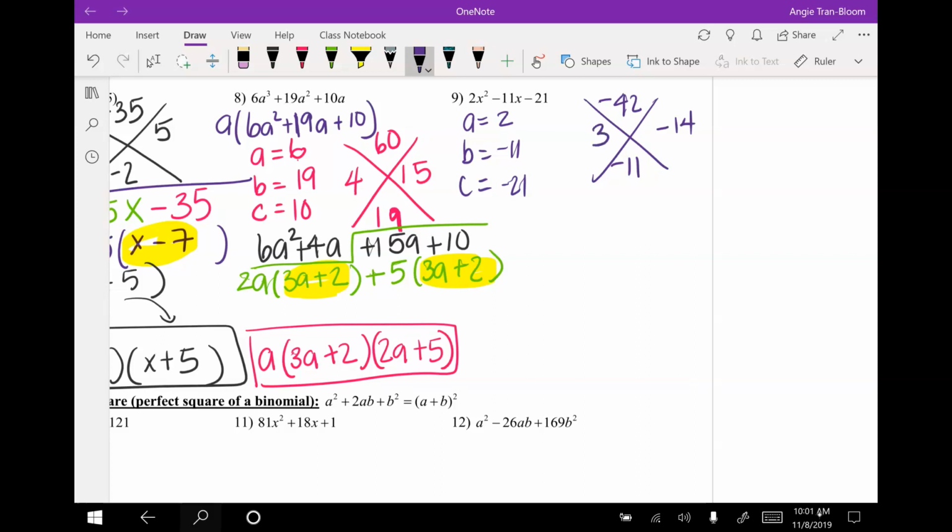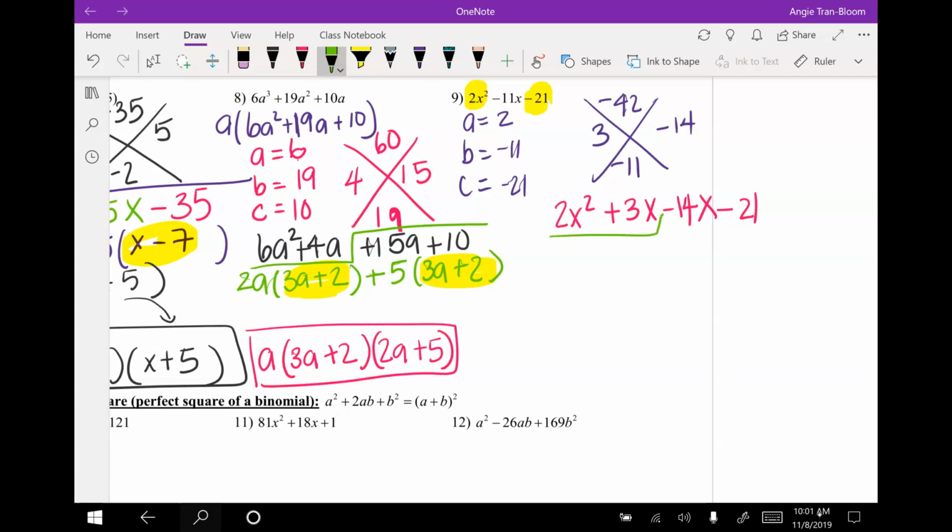By the way, does it matter if I write the negative 14 on the left or right? No. Okay. Guys, we copy 2x squared and negative 21 straight down. We don't change those two things. What do we change? Yeah, negative 14x plus 3x. If I feel like writing positive 3x here and negative 14x here, is that going to change my two factors? No, it will not.